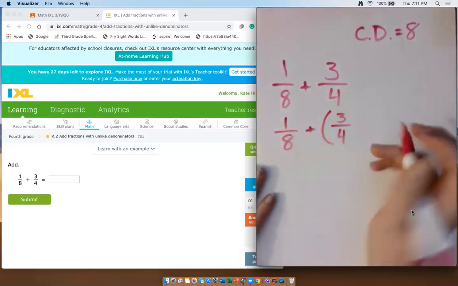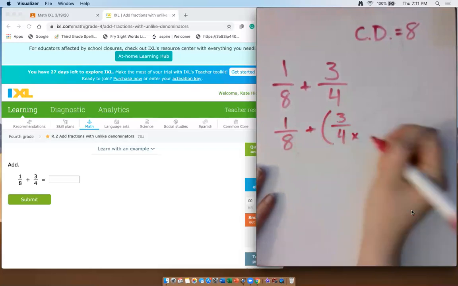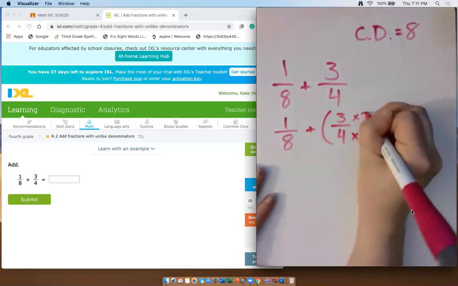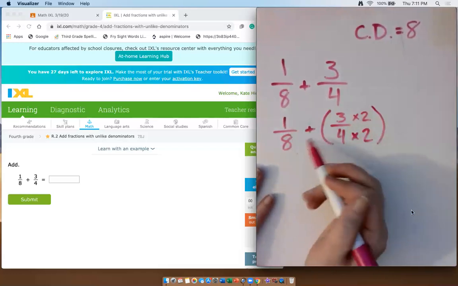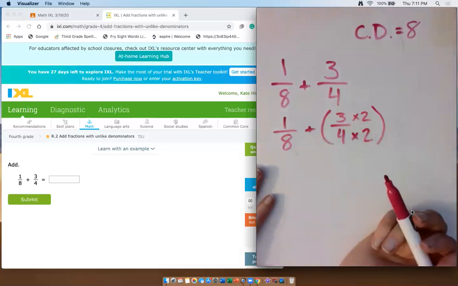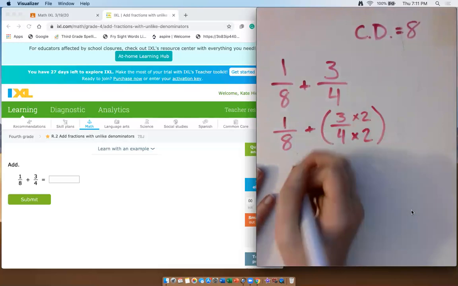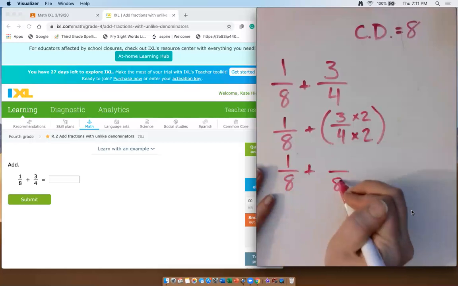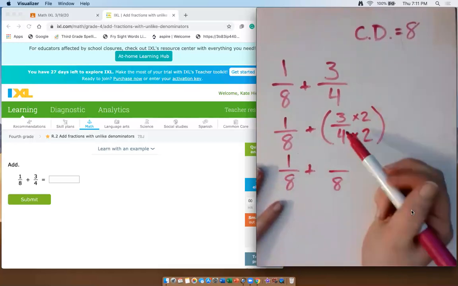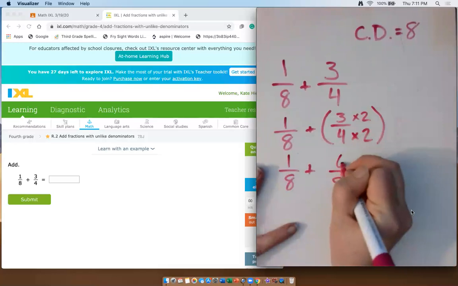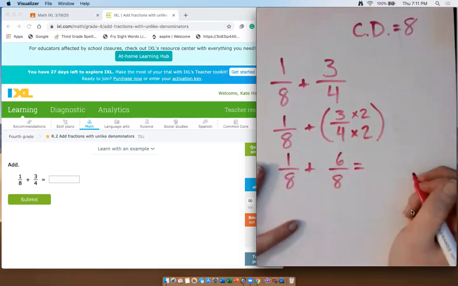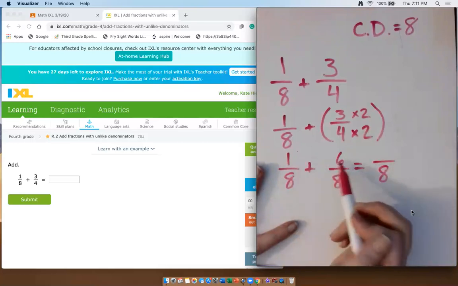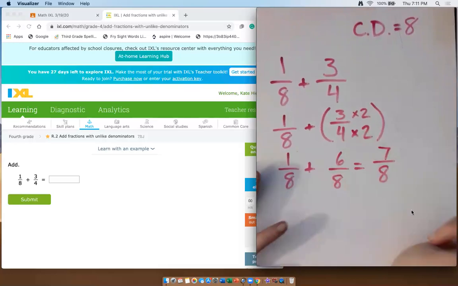So I have to figure out what times 4 equals 8. 4 times 2 equals 8. Whatever I do to the bottom, I do to the top. So I have 1/8 plus, and then my other fraction. Well, this is in parentheses, so that means I've got to do it first. I have 1/8 plus, I know that 8 is going to be my denominator because that's my common denominator. And then 3 times 2 is 6. Whenever I add fractions, my denominator does not change. So 8 is my denominator. Then 1 plus 6 is 7. So my answer is 7/8.